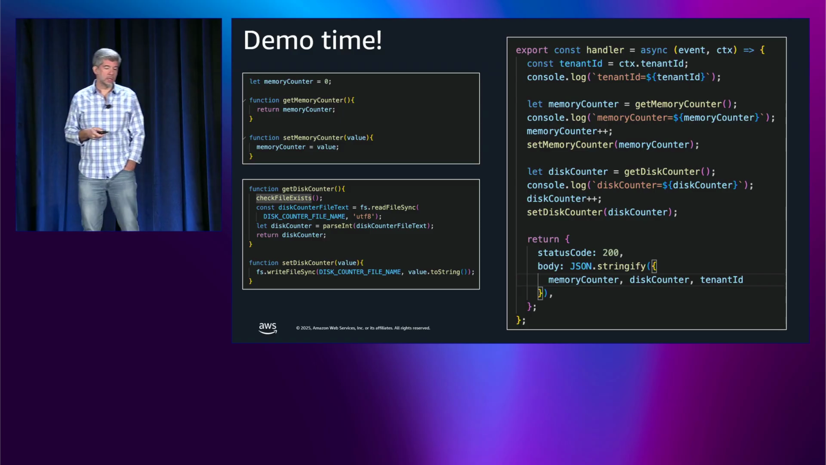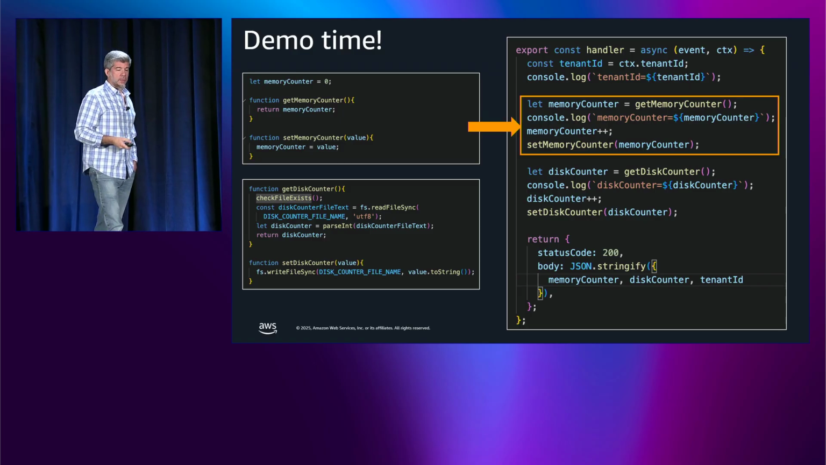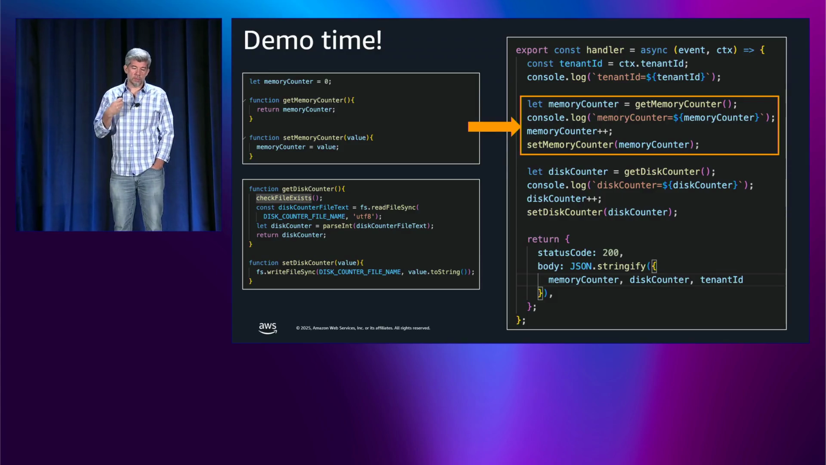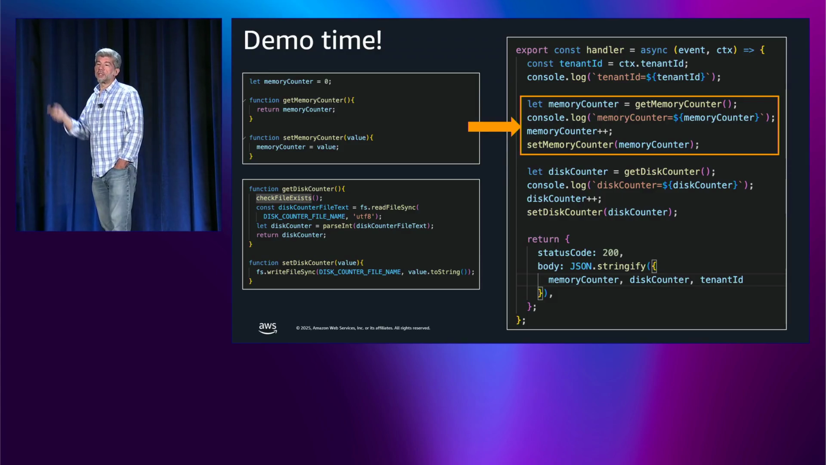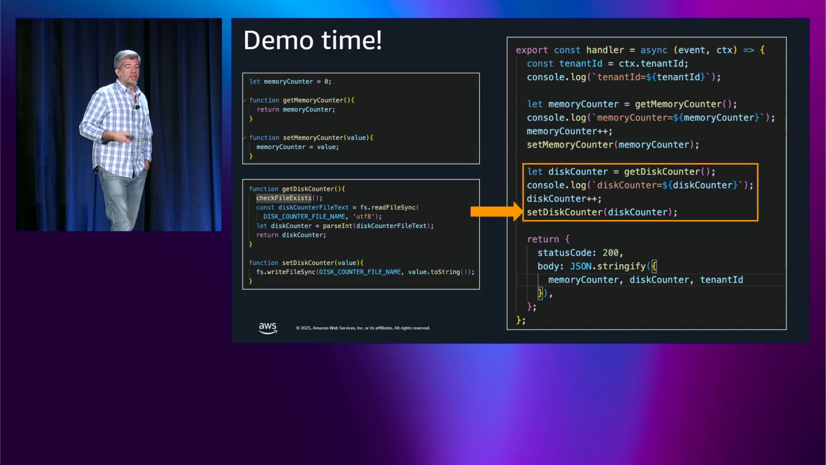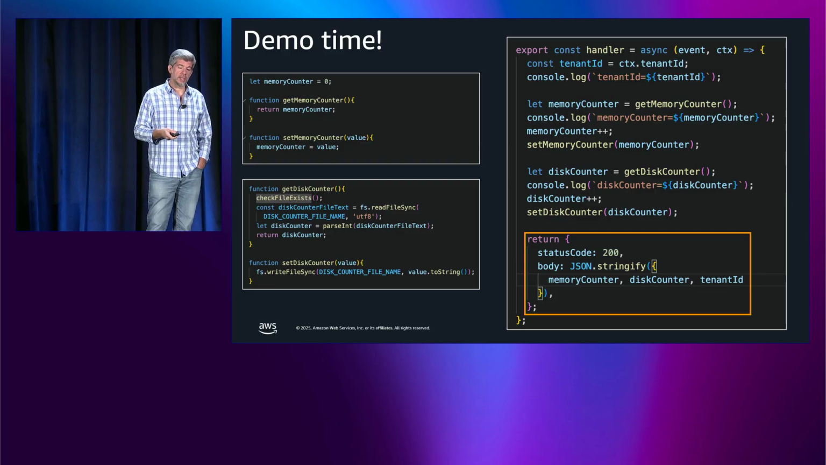Now we've got this overarching counter here. Pretty basic, right? Our memory counter, we're simply printing it, incrementing it, and then storing it back to memory. And the same with the disk, right? Read, print, increment, store. And then we return the value that has those different values in it.